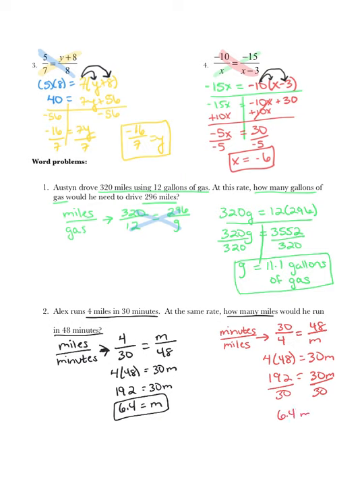So what this shows you is you can set your problem up either way, but you need to put the same things on the top of both ratios. If you're going to do miles over minutes, then both ratios have to have miles on top and minutes on the bottom. I'm going to write this down. Numerator and denominator need the same units.